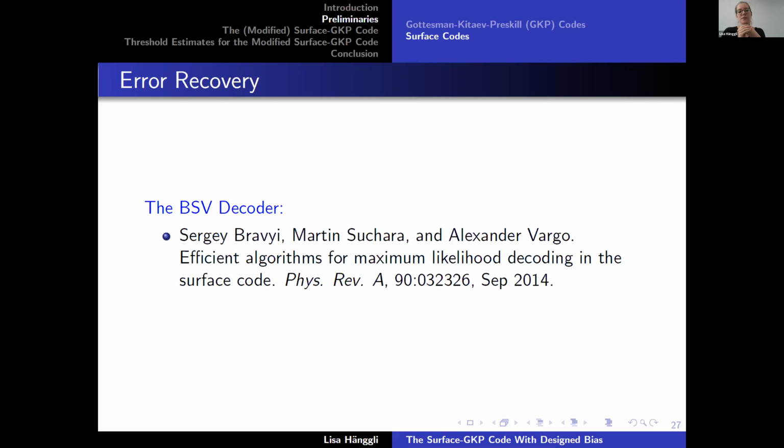And to overcome this obstacle, Bravyi, Suchara, and Vargo proposed a decoding strategy which approximates the maximum likelihood decoder. And this strategy depends on some parameter chi, the bond dimension, and it becomes exact, meaning the maximum likelihood decoder itself, for chi going to infinity. But in contrast to the maximum likelihood decoder itself, it is efficiently computable. And I won't go into more detail about that here, but this is the decoder that we consider for the surface code.